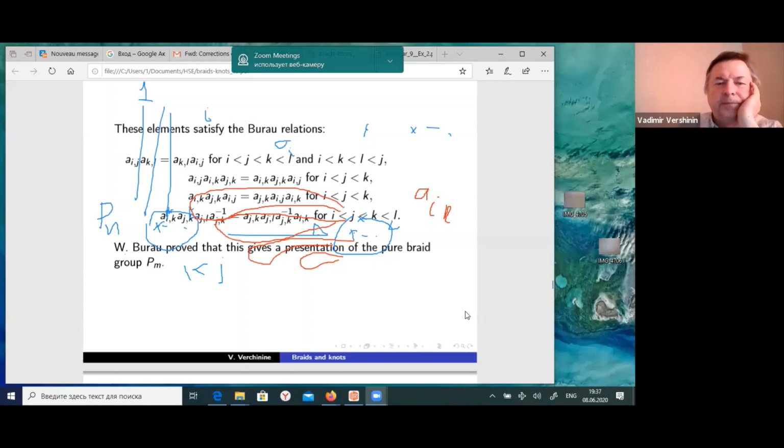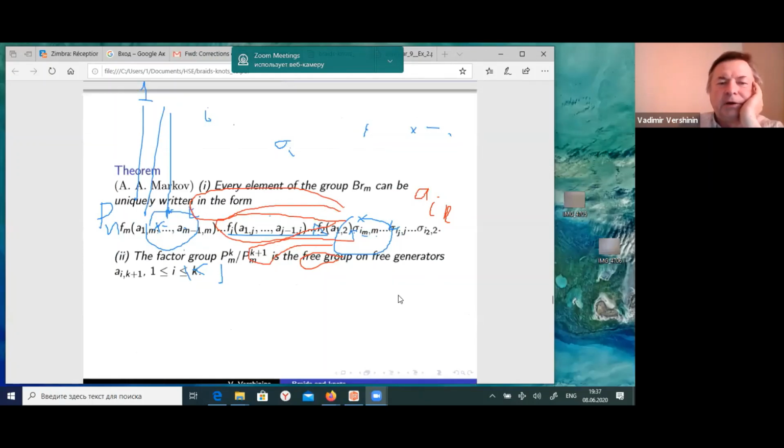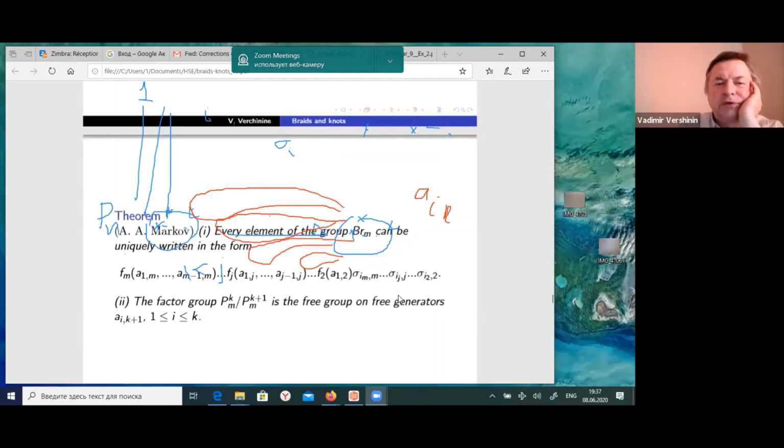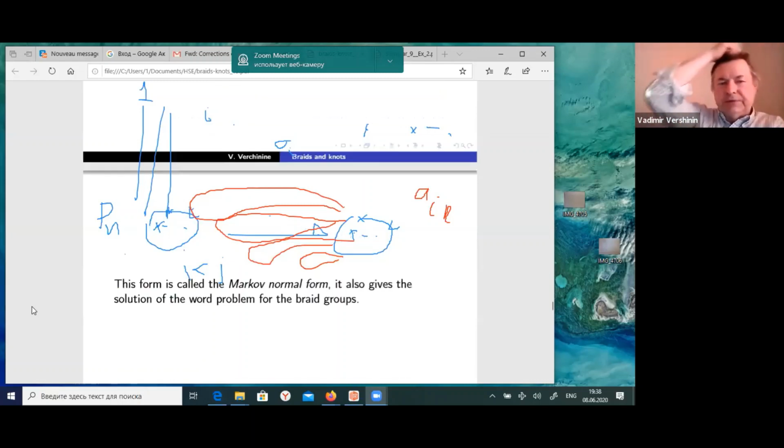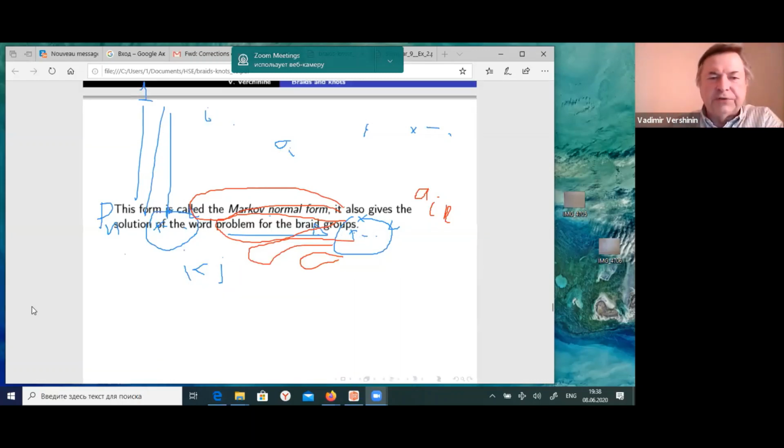Sorry, this is Artin's theorem. This is P_k, P_{n-1}, P_n. You have A_{i,n}. They will be the generators. Then you build and the number of generators becomes smaller and smaller. And finally you have F1. Okay. So this is the Markov normal form, which gives a solution.